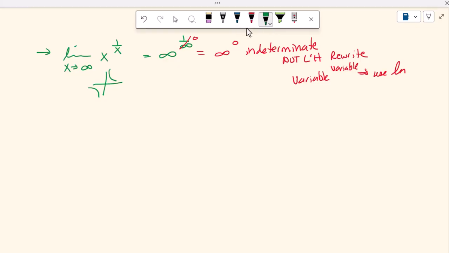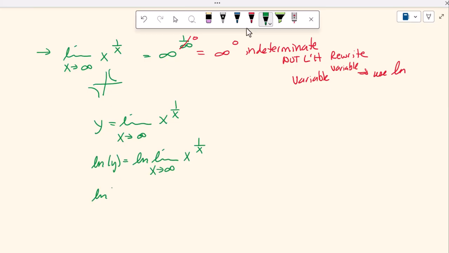So first step, we'd set our limit equal to y. Then I would take the natural log of both sides. Now remember, the whole idea of this natural log is so I can pop that 1 over x out front. And I also can recall that the log of the limits is the limit of the logs, so I can swap those. Okay, and now I can pull that 1 over x out front. So I have the natural log of y equals the limit as x approaches infinity of 1 over x natural log of x.